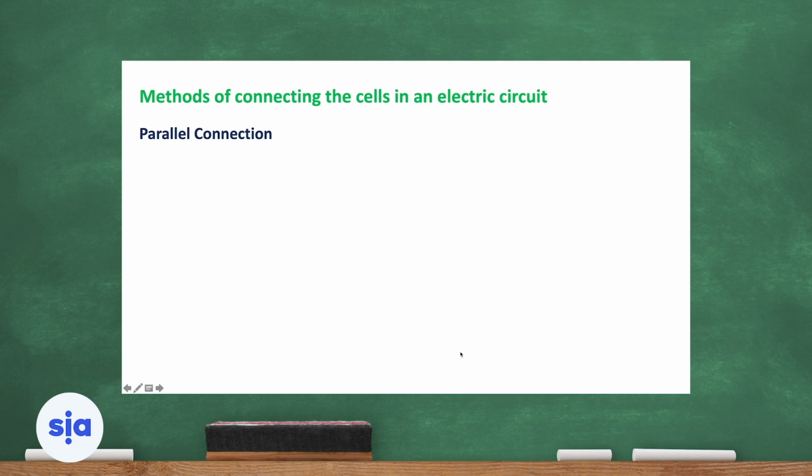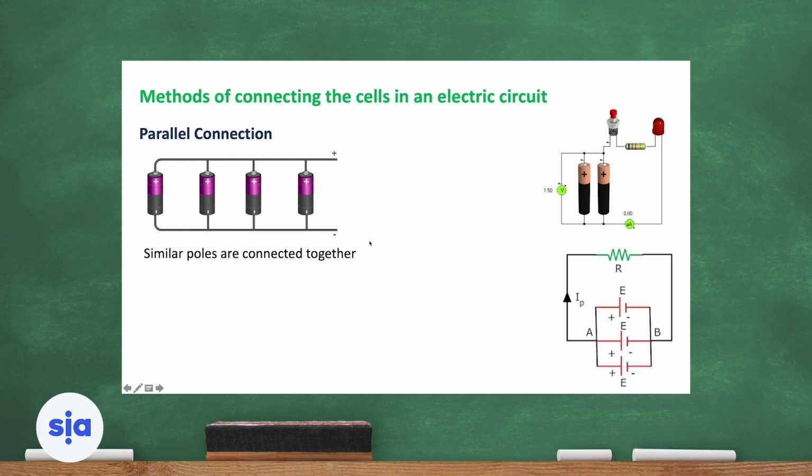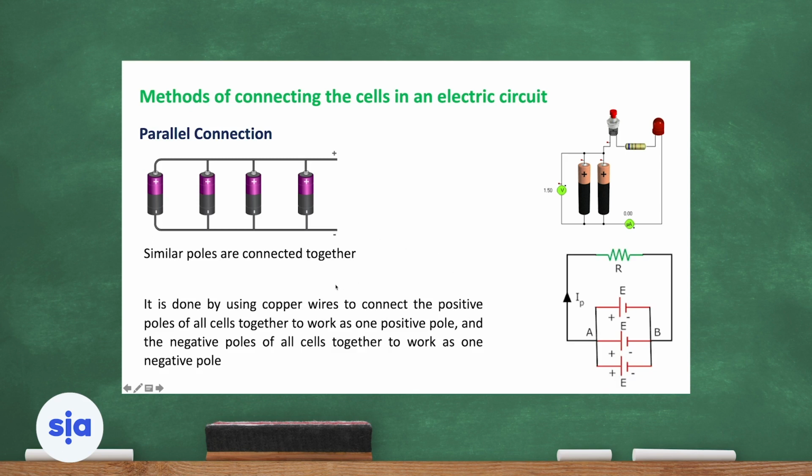Another type of connection is the parallel connection, where the similar poles are connected together. So we are connecting the positive all together, the negative all together, to form common positive and negative poles. It is done by using a copper wire to connect the positive poles all together as one big positive pole, and the negative poles all together to work as one negative pole.